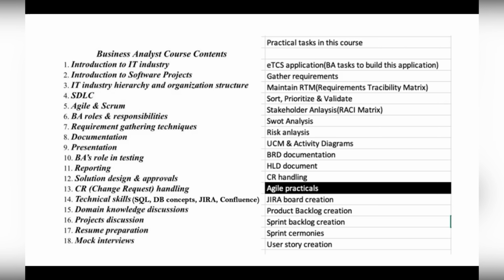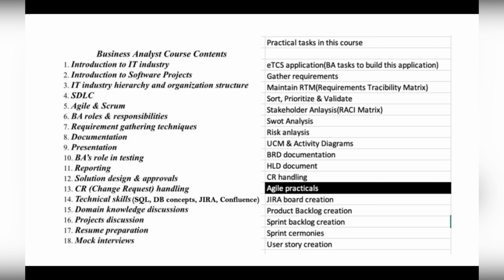And the reporting. Since the BA is the face of the technology side, the business team always tries to contact the BA to know the status of the progress of the project. So we need to understand a couple of reporting methodologies, how we have to report the progress of the project. We'll understand that in the 11th chapter.